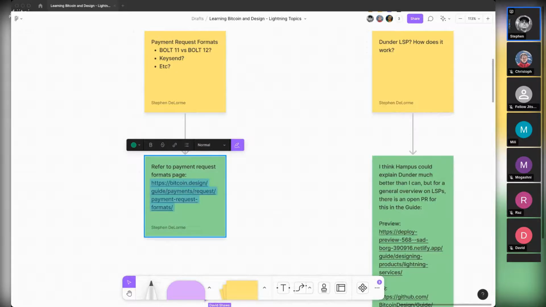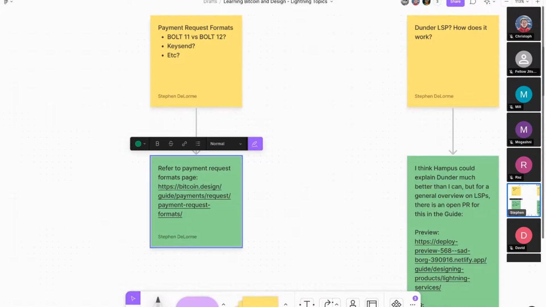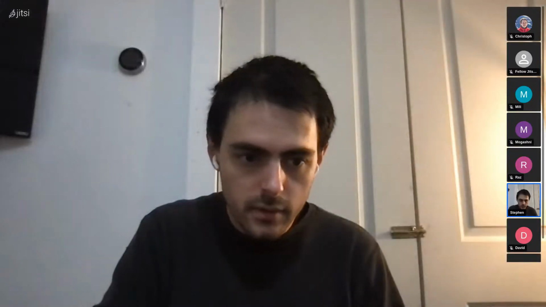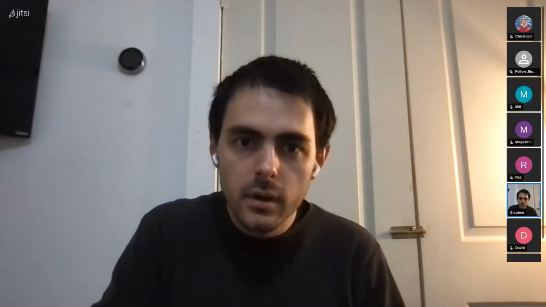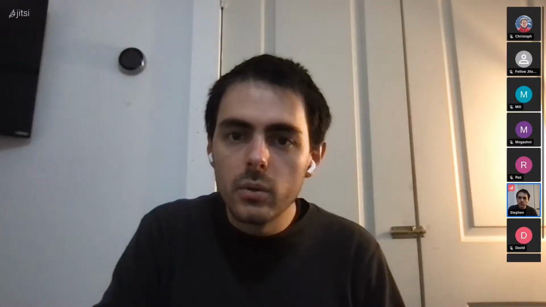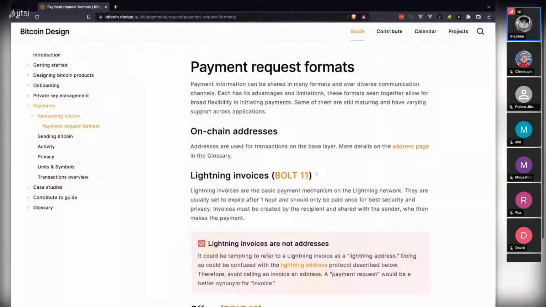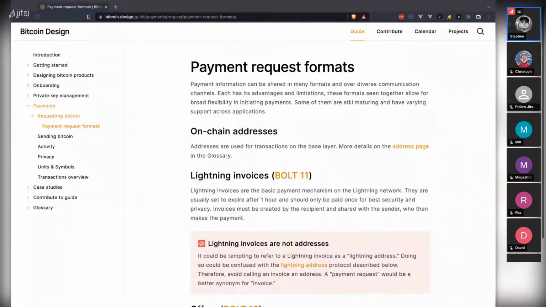And I think I'm going to switch from sharing my Figma screen to sharing my browser screen. And then we could dig around in this page. Can everybody see my screen okay?